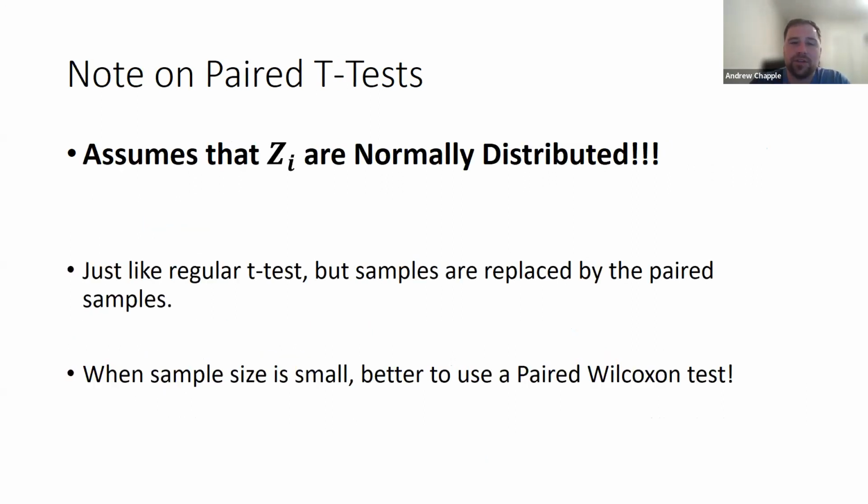For paired t-tests, we assume that the differences are normally distributed. So that could be true or it could be false. If you have a large sample size, that's usually a pretty reasonable thing to do as long as your data is somewhat continuous. If it's binary, maybe not. But in this case, it is continuous data. But when your sample size is really small, it's generally better to use a paired Wilcoxon test. Or if you've got data that's like Likert scale or something weird like that.